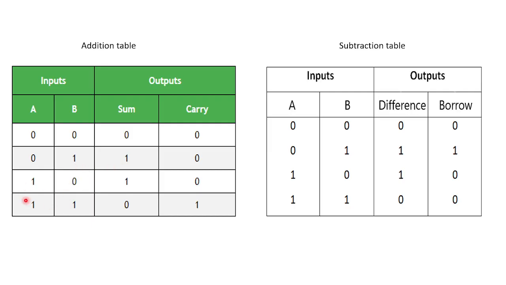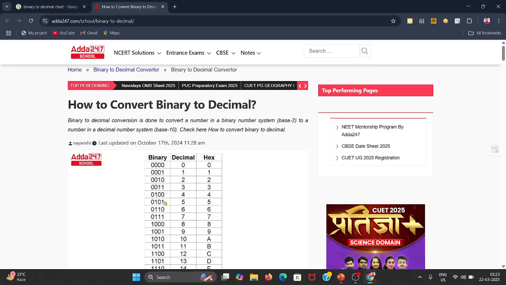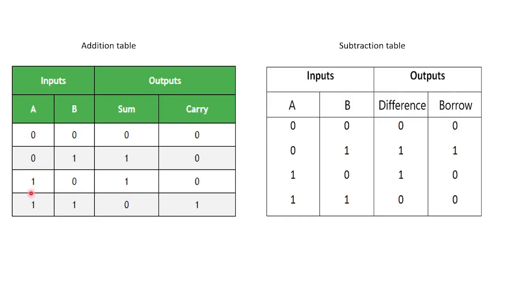Whatever the sum is here, we're representing it in the binary format. And in the binary format, we are taking the right part of that binary format. In case of 1, if I show you, the right part is 1, so we are taking the sum as this right part, and for the left part we are taking it as the carry. Okay, now let's take another example.